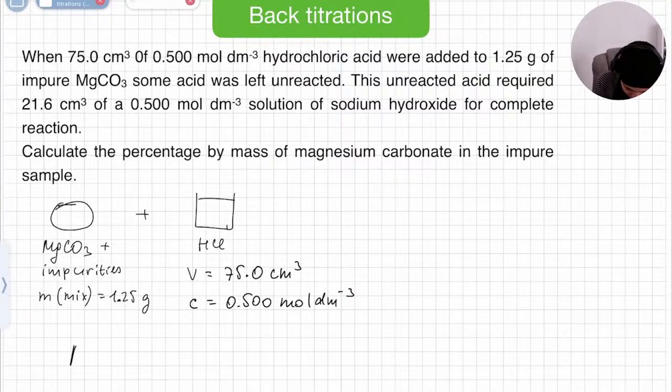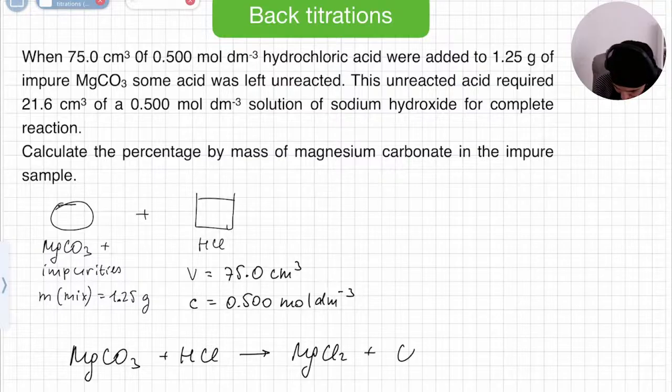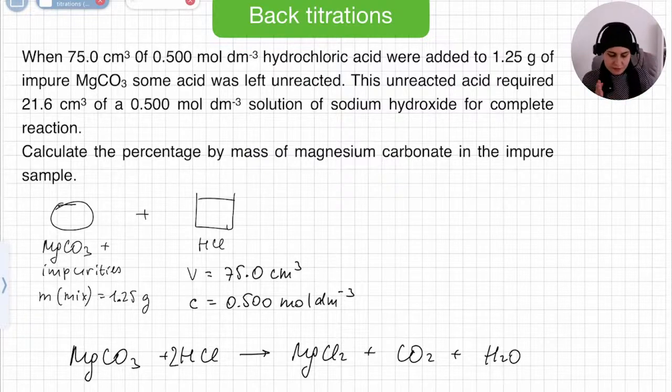So MgCO3 would react with HCl to form MgCl2, CO2, and H2O. And when you balance, it's 2 in front of HCl. So MgCO3 and HCl react in a 1:2 ratio. Don't ask me why. If you don't know this reaction, you have to go back to GCSE stuff. It was in GCSE or MYP. Right, so we've mixed that.